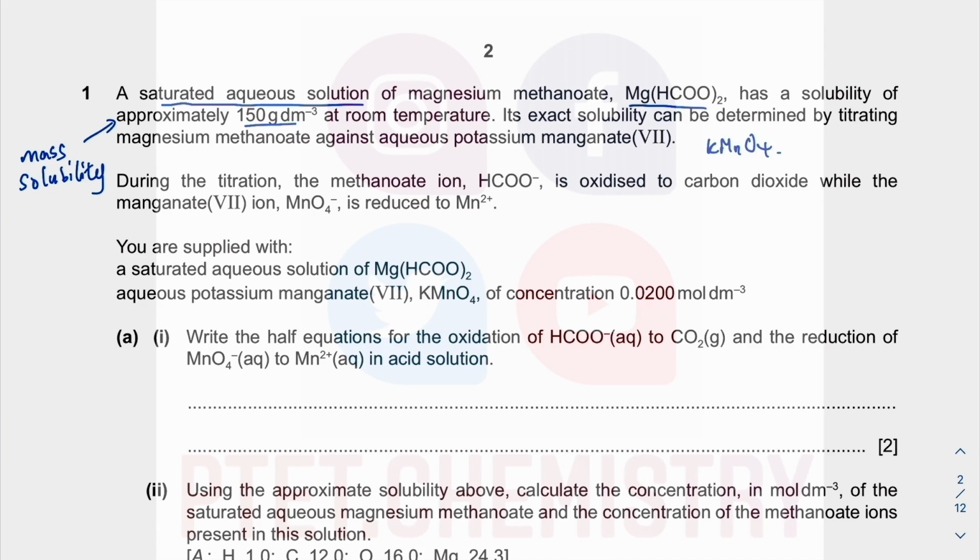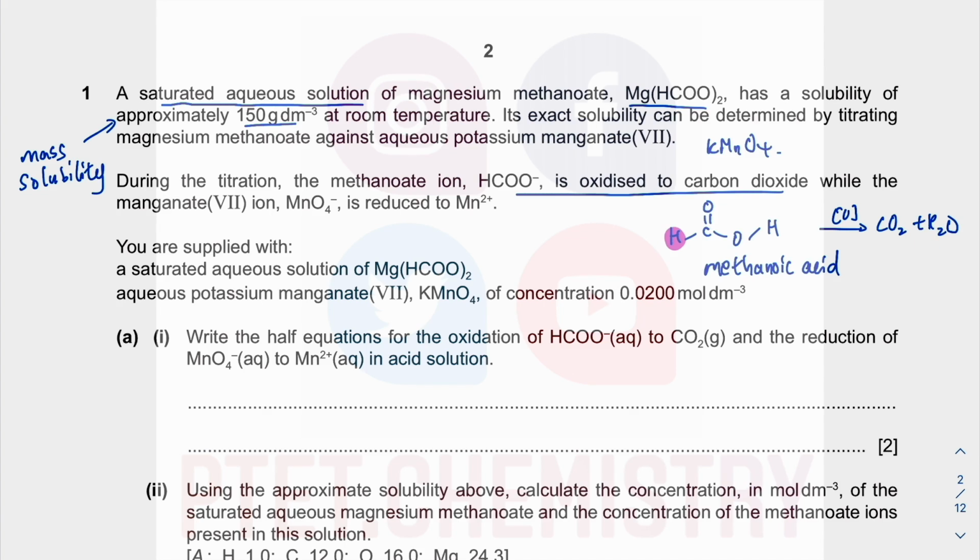During the titration, the metanoate ion is oxidized to carbon dioxide, and I just want to remind you that metanoic acid can also be oxidized to give you CO2 and H2O using acidified potassium manganese 7. So metanoic acid, despite being a carboxylic acid, can be oxidized because of the presence of the hydrogen on the carbon of the acid.